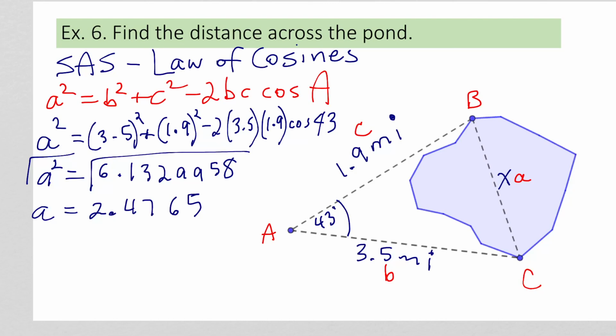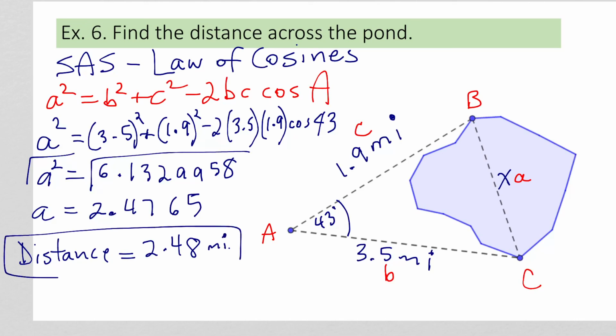And I get 2.4765. So the distance across the lake, all right, we're talking about miles here. We'll say the distance in miles, let's round to the hundredths place, would be 2.48 miles. All right, and you'd have to be careful that you round it according to what you are asked to do in the problem.